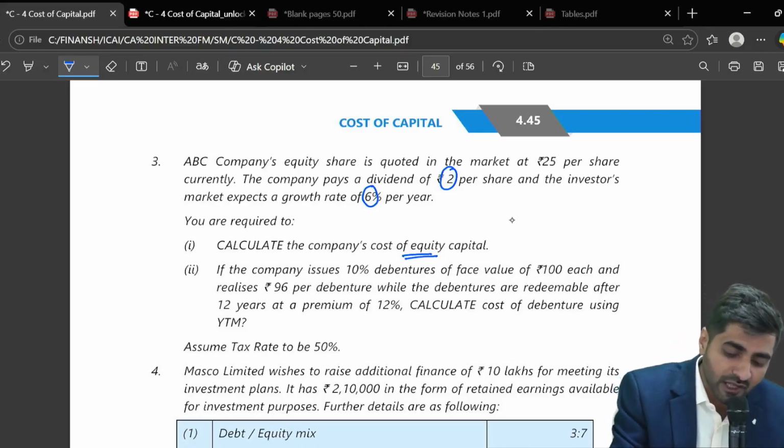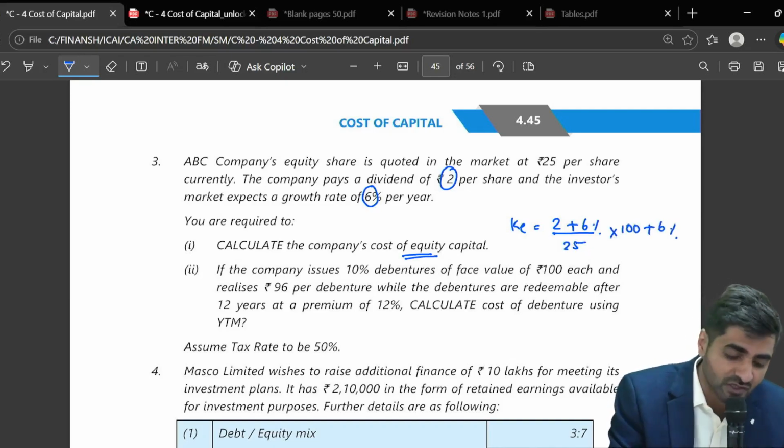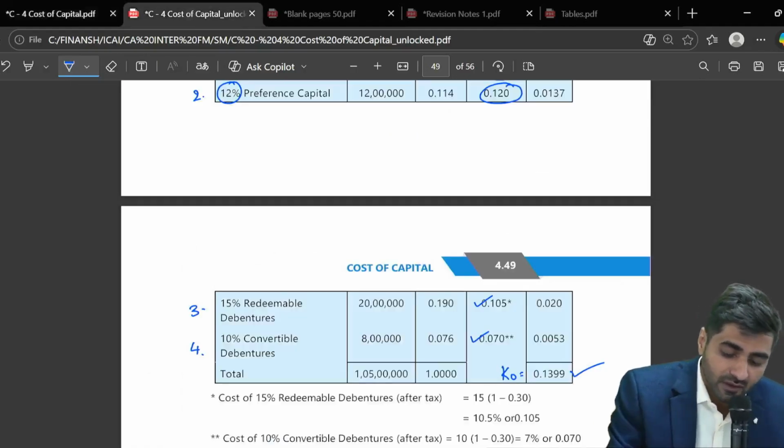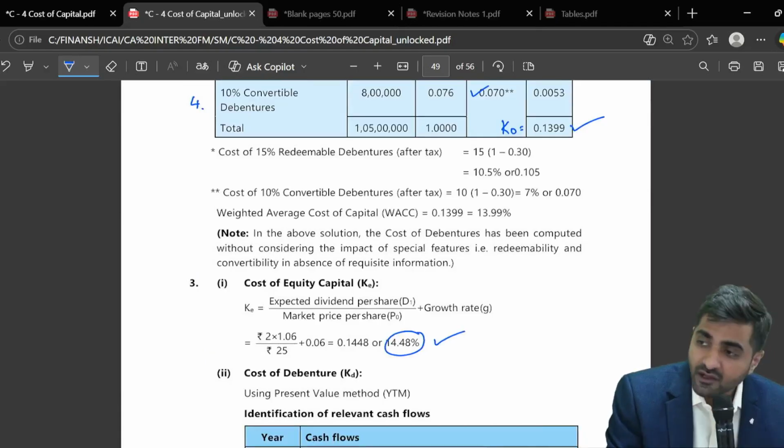How will you calculate your KE? Can I say 2 rupees, to this we should add the growth rate of 6%. Market price is 25 into 100 plus 6%. So fast, do the calculation. What's your KE which you are getting? So your answer is coming as 14.48%. First part is done.